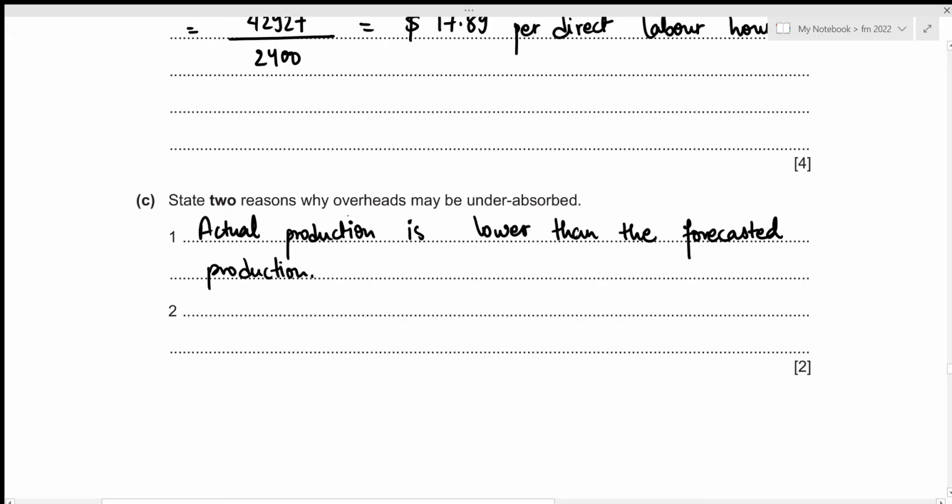And the second reason would be that the actual overheads is higher than the forecasted overheads. Let's write it down. Actual overheads is higher than the forecasted overheads.